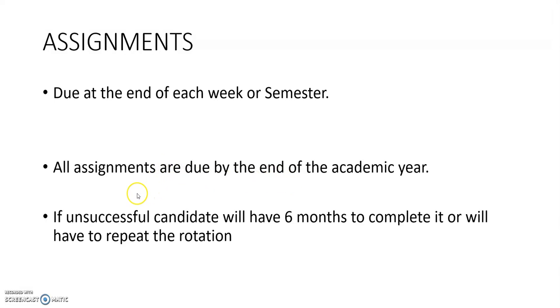If the candidate is unsuccessful in the assignments completed during the semester or during the module week, they will have 6 months to hand in a complete and successful assignment. After the 6 months, if the candidate does not pass, they will be asked to repeat the rotation. Therefore, we do emphasize that you try and complete your assignments on the due date. If, for some reason, you're unable to, you still have 6 months to repeat it. However, we will not be extending this beyond 6 months.